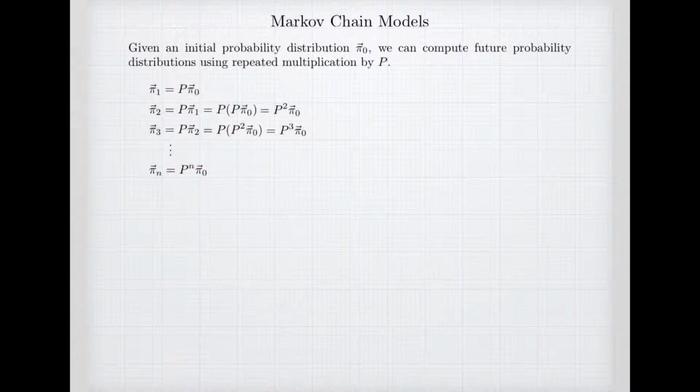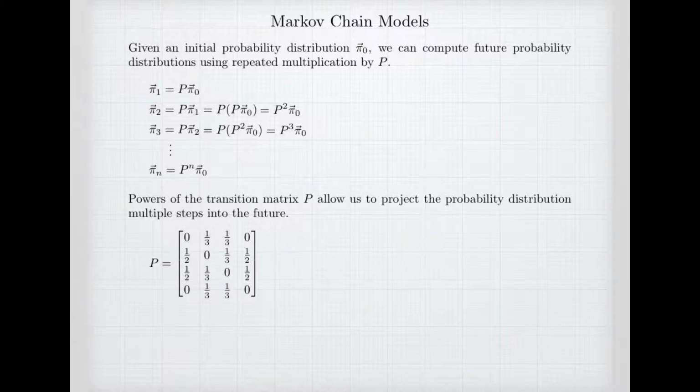If I multiply by P again, I get P cubed. And now, for example, this third column, which corresponds to site C, says if I start in site C, then after 3 steps, 7 out of 27 times I'll be in site A, B, or D.